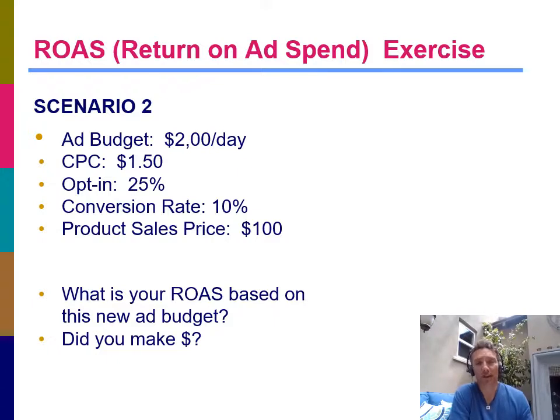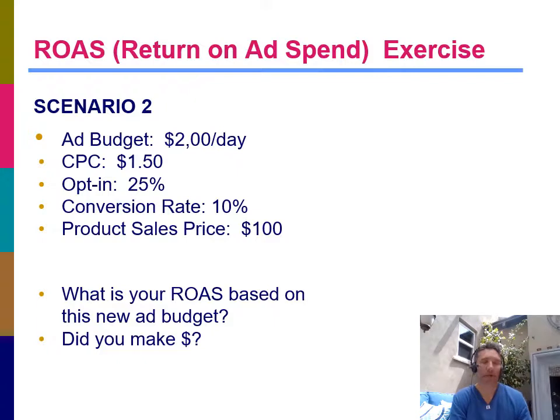Our opt-in rate is 25%. So we would take 25% of our traffic, 25% of 1,333 would give us our number of leads, and that is 333 leads. That's our second metric. Now that we know our number of leads, we can also determine our cost per lead. We would simply take our ad budget, $2,000, and divide it by our total number of leads, 333. That gives us a cost per lead of $6.